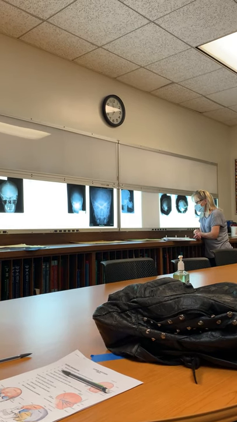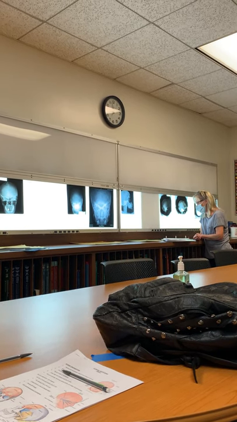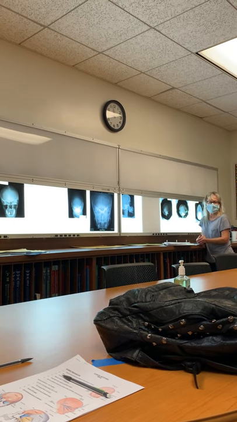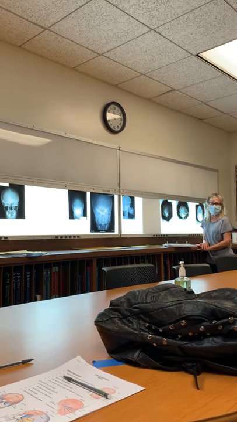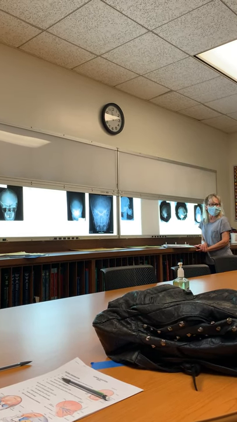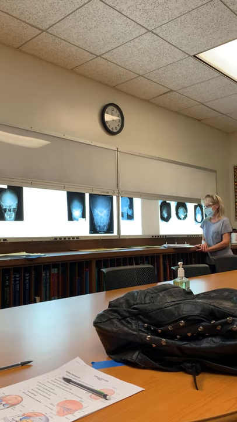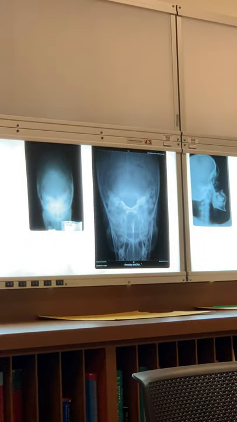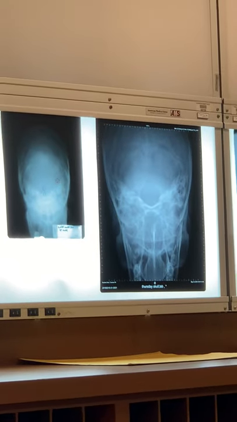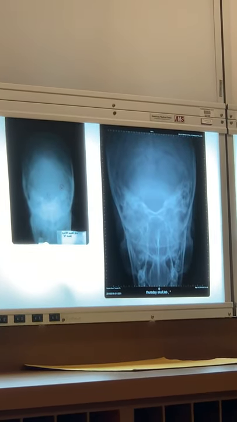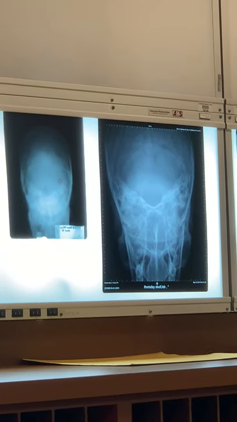Okay, for both, the center ray enters about 2.5 inches superior to the glabella. And the next sentence you need to know. We should see the foramen magnum in the middle of the IR, or in the middle of the image. Okay, quality checks. Correct baseline beam relationship. For this one, you should see the dorsum sellae and the posterior clinoid processes within the foramen magnum.